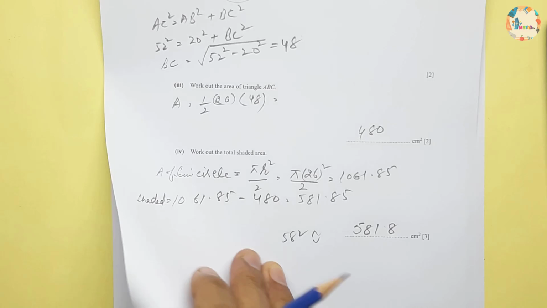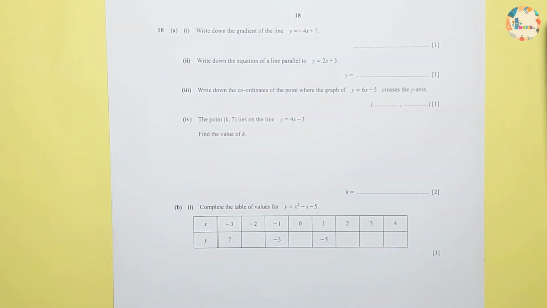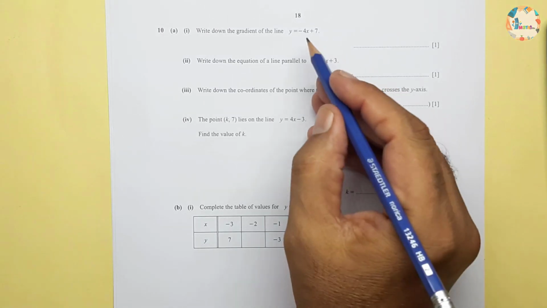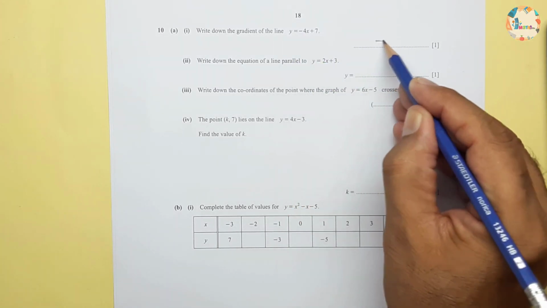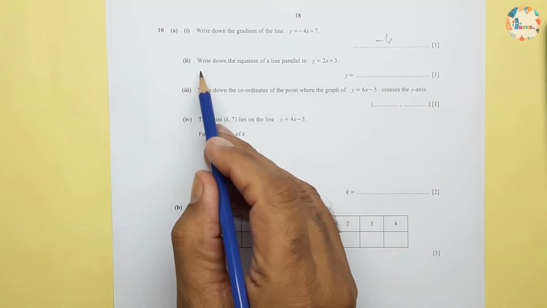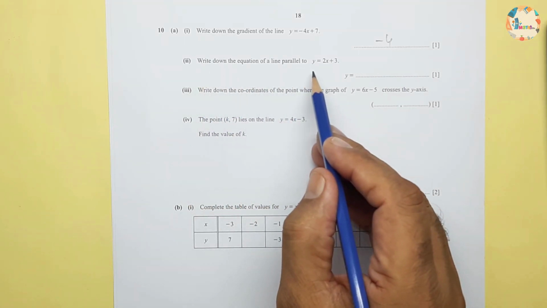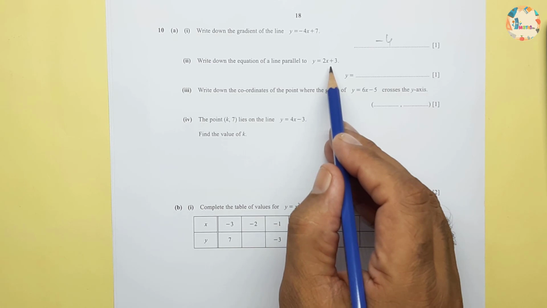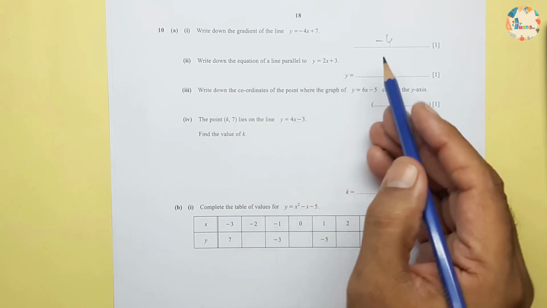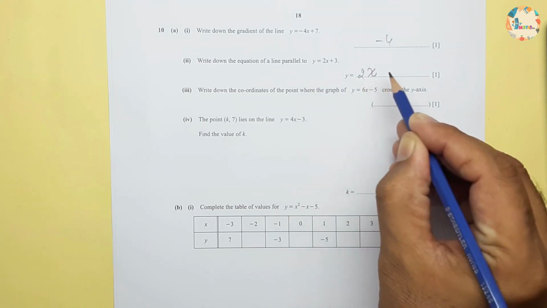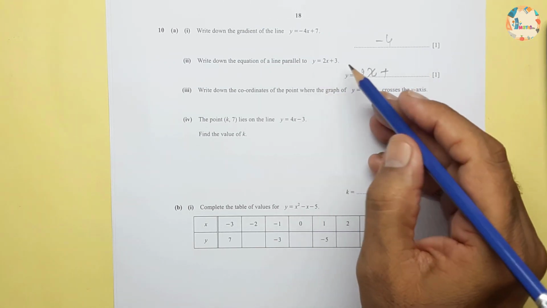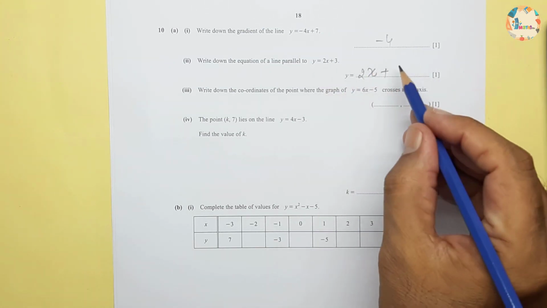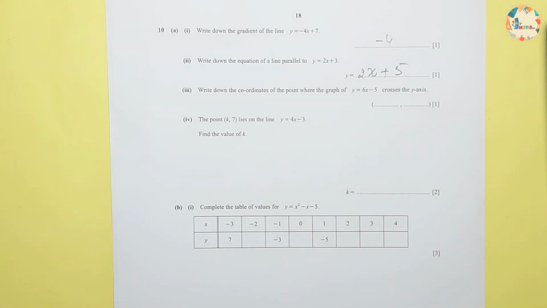This is also done. Then question number 10, write down the gradient of the line. This gradient is basically this, 4. So y is equal to mx plus c format. So we can write here 4. So write down the equation of a line parallel to this one. So it should have the same gradient, like 2x should be the same, and 3 we can change. Instead of 3 we can write 4, 5, 6, anything, like for example 5 I'm writing.